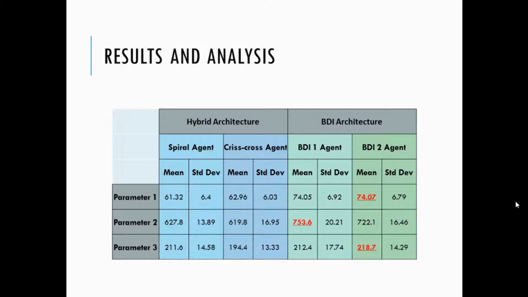These results show that agents using BDI architecture have a better performance compared to agents using the hybrid architecture. Even though BDI1 scored higher for parameter 2 compared to BDI2, the standard deviation of BDI2 agent for all the parameters is lower. This means that BDI2 agent has a higher stability compared to BDI1 agent. Thus, we have decided to use BDI2 agent for the competition.